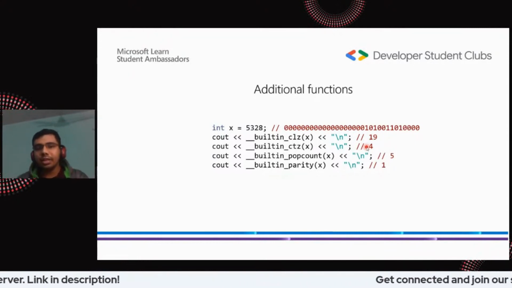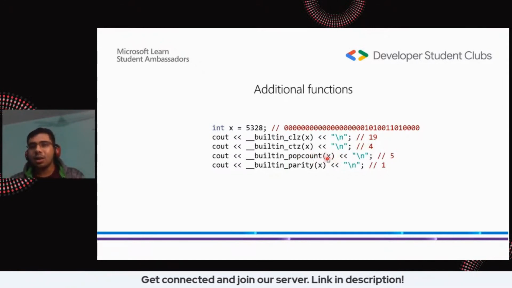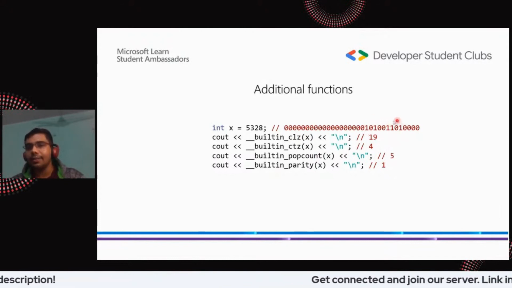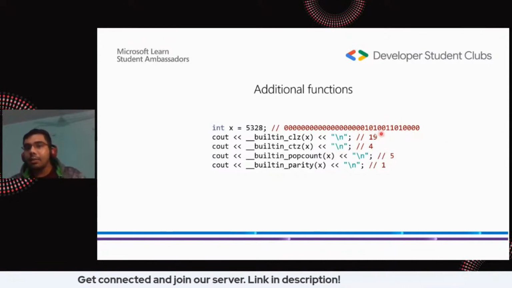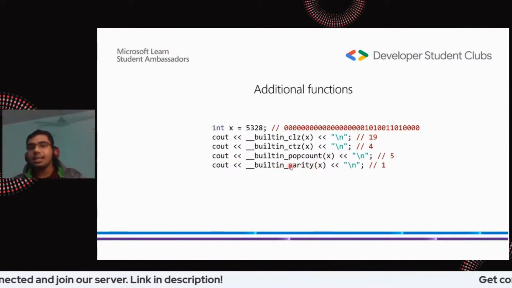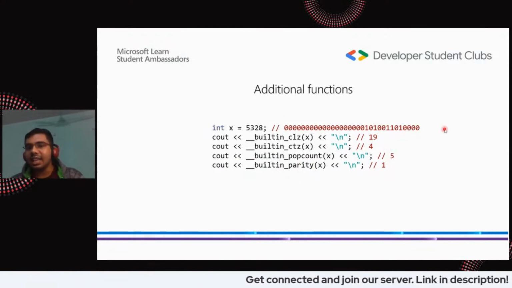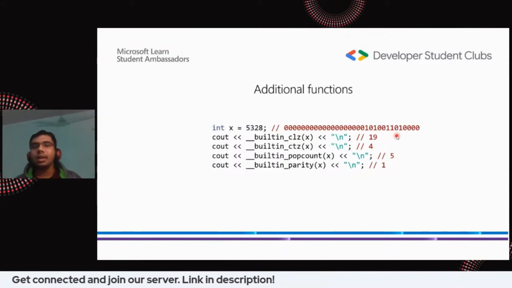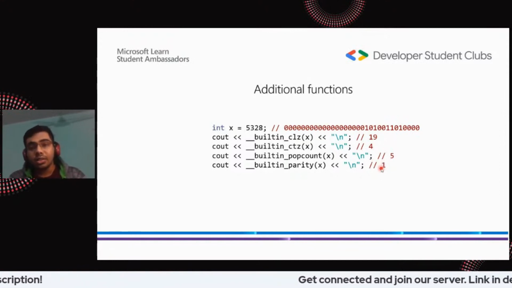Next thing we showed was built-in popcount. Built-in popcount of X returns 5. That's the number of ones: 1, 2, 3, 4, and 5. That's the number of ones we printed through the built-in popcount. And parity is checking whether the number of ones is even or odd. Here the number of ones is 5, which is odd, so the parity would return 1, else the parity would return 0.